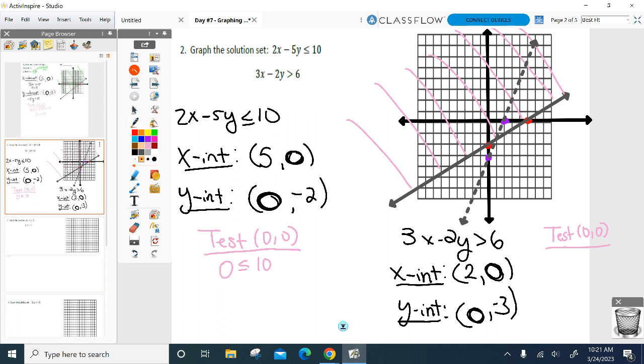And then what do we get here when we test 0, 0? 0. Oh! First time today. True or false? False. So when you shade for your dashed line, shade it away from 0, 0 because it's not part of the solution. All right, look, it doesn't work. 0 is not greater than 6, so I want to shade away from it, away from 0, 0. So look, I'm going this way now. All right, away from 0, 0.